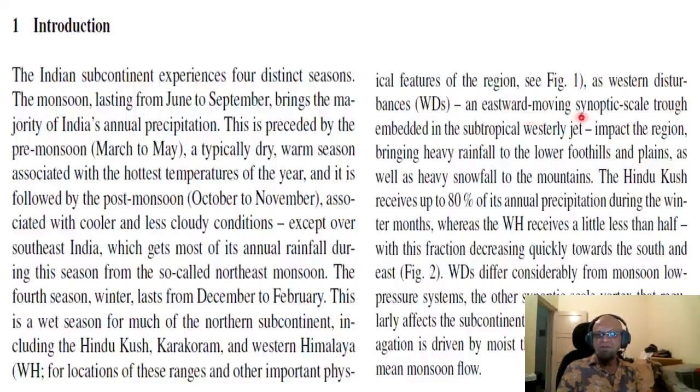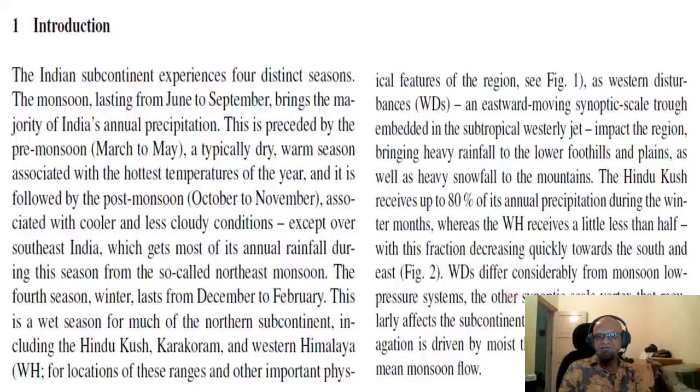As Western disturbances, an eastward moving synoptic scale trough embedded in the subtropical westerly jet, impact the region, they bring heavy rainfall to the lower foothills and plains, as well as heavy snowfall to the mountains. The Hindu Kush receives up to 80% of its annual precipitation during the winter, whereas the Western Himalaya receives a little less than half, with this fraction decreasing quickly towards the south and east. Okay, we'll see the figure for that as well.